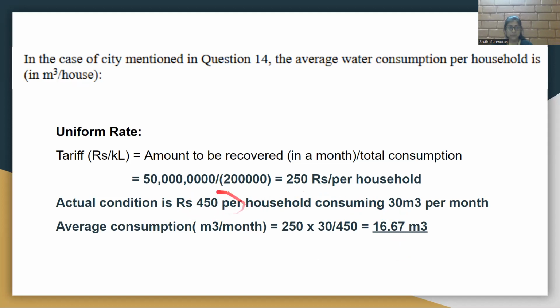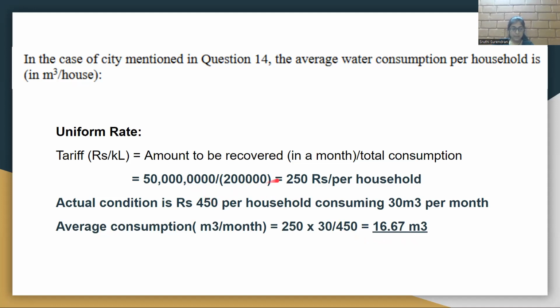I think the reason this extra amount is coming is that as the slab increases, the charges are also levied for the services. So if the average consumption is 16.67, they'll be able to recover the operational and maintenance charges. So this is how this question is done.